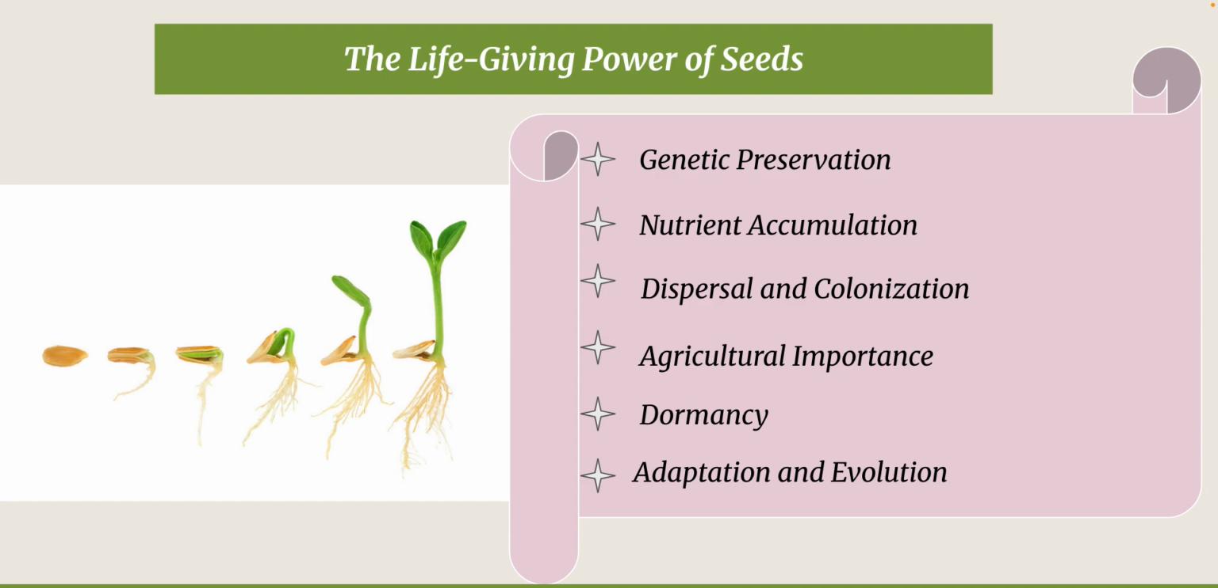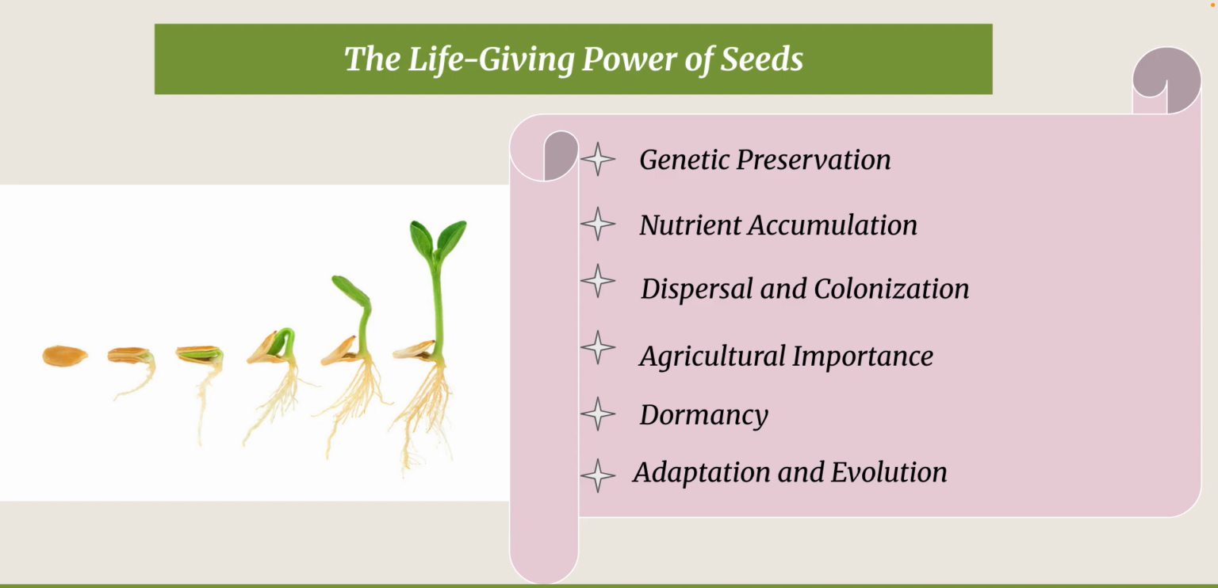Dispersal and colonization is another one of the biological significances in plant reproduction. Seed dispersal and colonization are essential processes that enable species to form new populations and adjust to various habitats. Genetic diversity, plant dispersion, and environmental stability are all influenced by these processes.